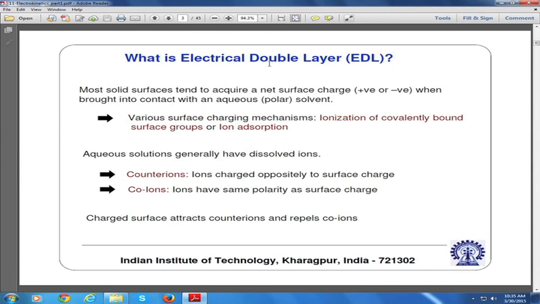Now, aqueous solutions generally have dissolved ions. There are some terminologies. If the surface has a negative charge, then in the fluid, positively charged ions are called counter ions. Counter ions means ions charged opposite to the surface charge. So, if the surface charge is negative, then positive ions in the fluid are counter ions. If the surface charge is positive, then negative charge in the fluid is counter ion. Counter means opposite sign, and co-ion means ions having the same polarity as that of the surface charge. Very straightforward terminologies. A charged surface attracts counter ions, which is obvious because of Coulombic attraction, and it will repel co-ions.